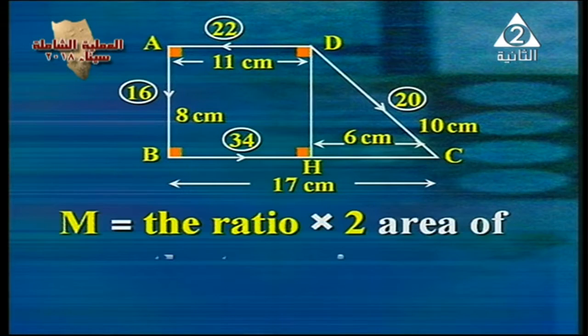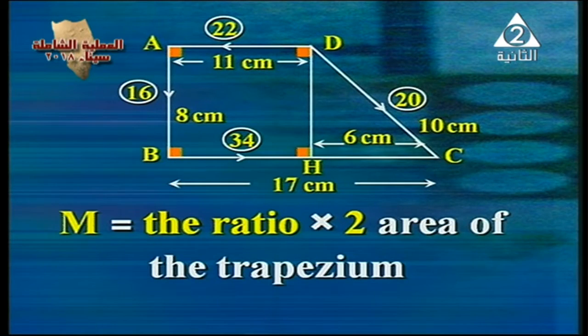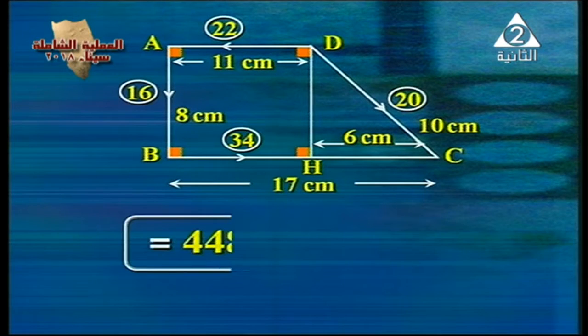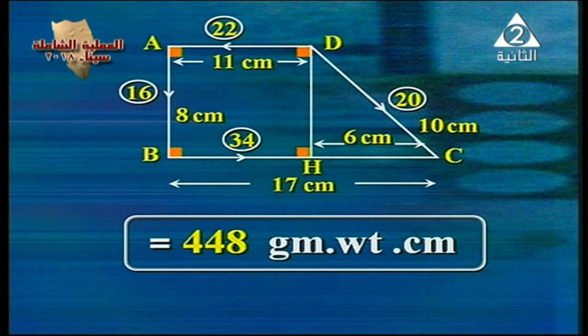What is the moment? M equals the constant ratio times twice the area of the trapezium. What is the area of the trapezium? Half the sum of the two bases times the height, or base 1 plus base 2 over 2 times height. What is the ratio? It is 2 times twice the area of the trapezium. The area is 11 plus 17 over 2 times height 8. The answer is 448 gram weight dot centimeter.